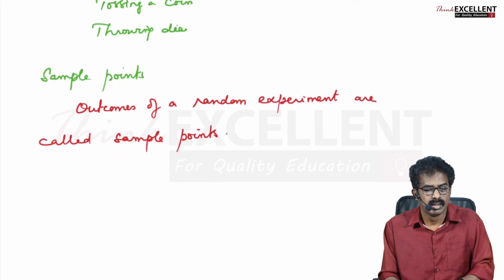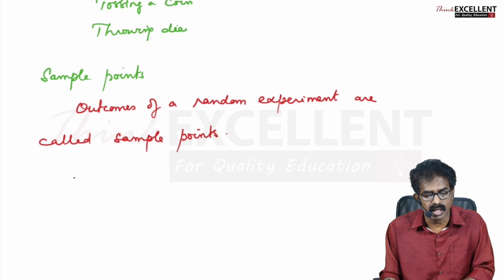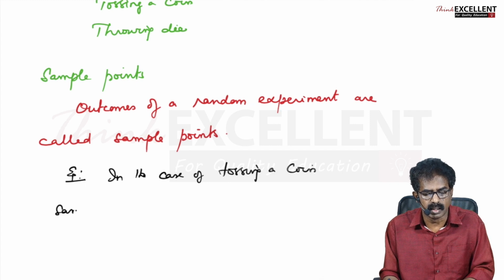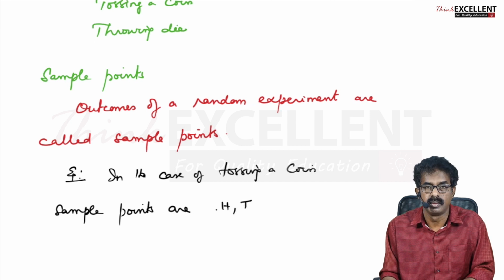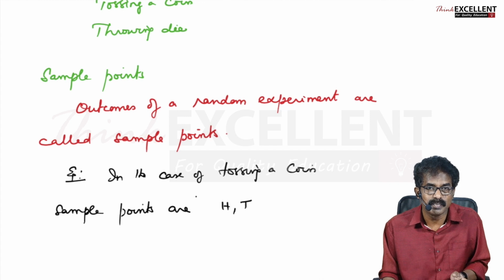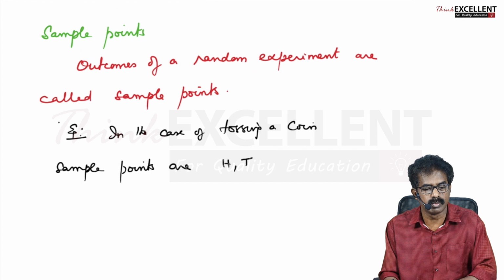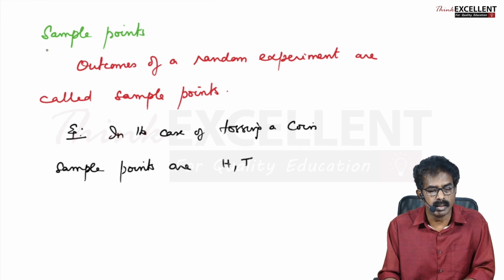So in the case of tossing a coin, an example you can give like this: in the case of tossing a coin, sample points are H, T. In the case of throwing a die, the sample points are 1, 2, 3, 4, 5, 6, right? So this is one definition, sample points.